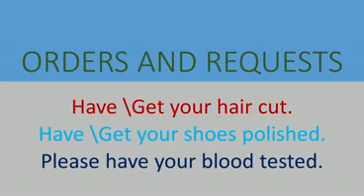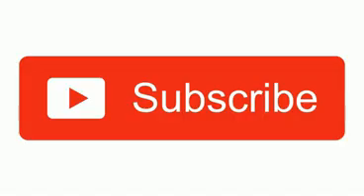So I think now you have some idea about this structure. We use this structure, that means subject, have, object, past participle, when we want to say that we have something done. We do not do something, but we have something done. So you can use these structures when you speak or when you write.